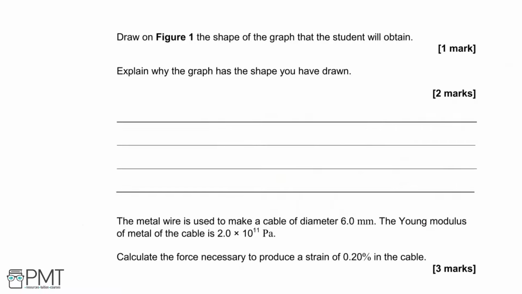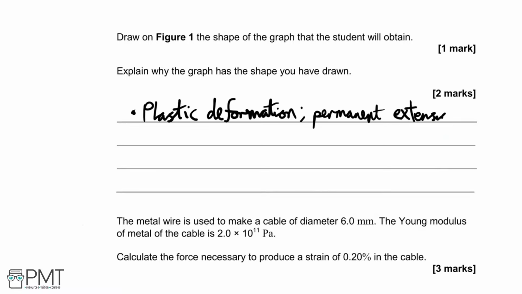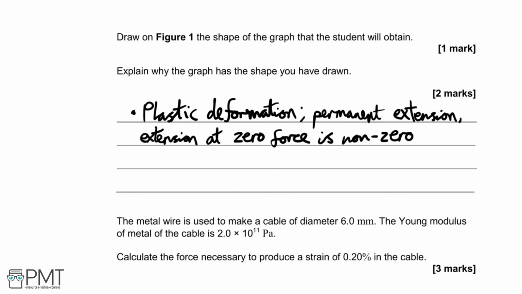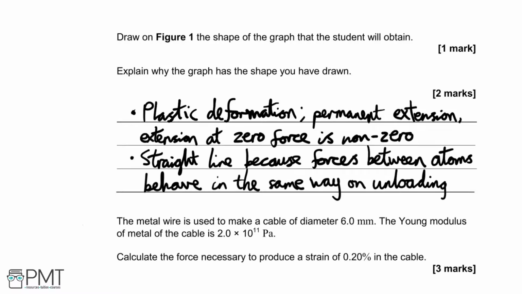To explain why the graph has the shape that you have drawn, there are 2 things that we can say here. Firstly, we can mention plastic deformation. The second point that we can make is that we keep that same gradient on the unloading of the material because the bonds between the atoms behave in exactly the same way. So 2 points there, 2 marks to be obtained.